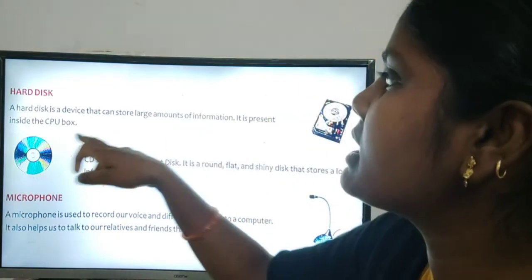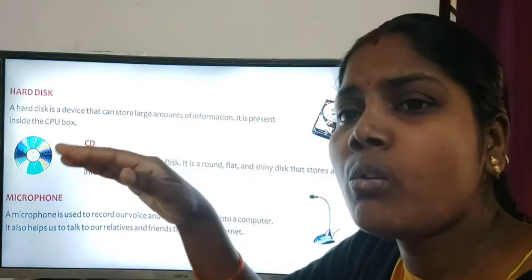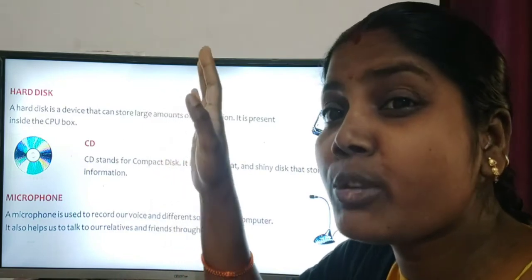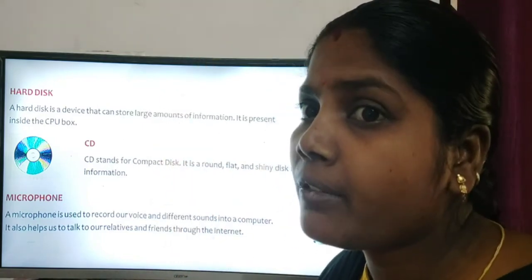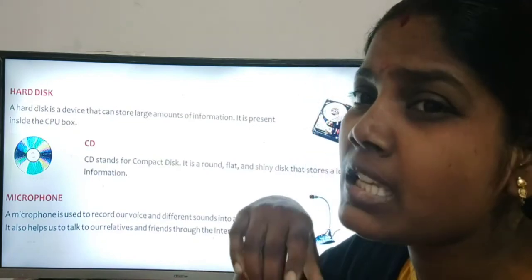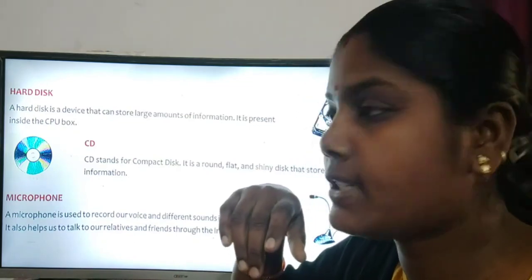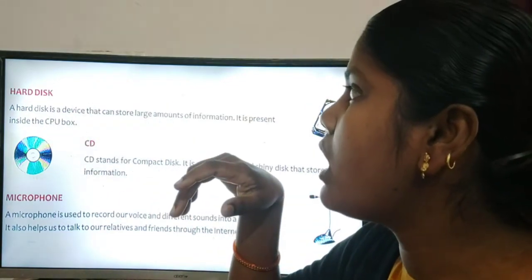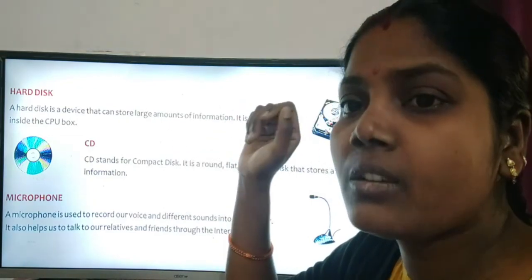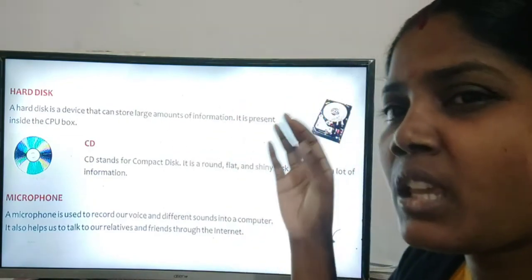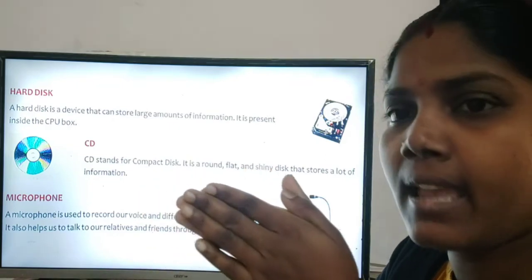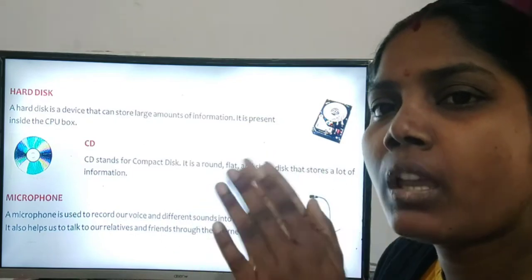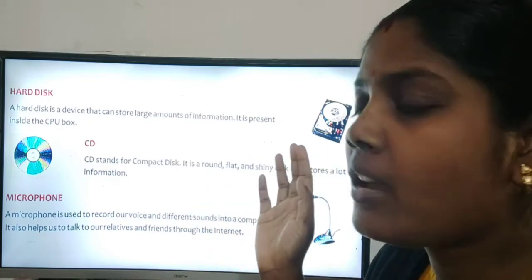It is present inside the CPU box. The hard disk is present inside the CPU box. The CPU under the computer is called the CPU, central processing unit. A hard disk is a device that can store large amounts of information. By seeing it, it is very small, this much size, but as much as you want to save, we can save the information in a hard disk.